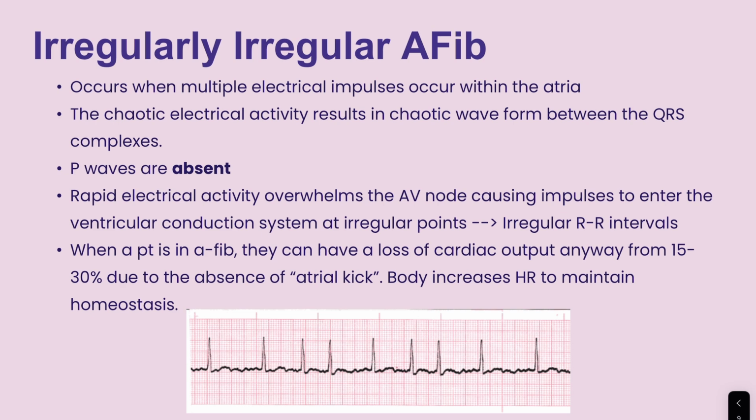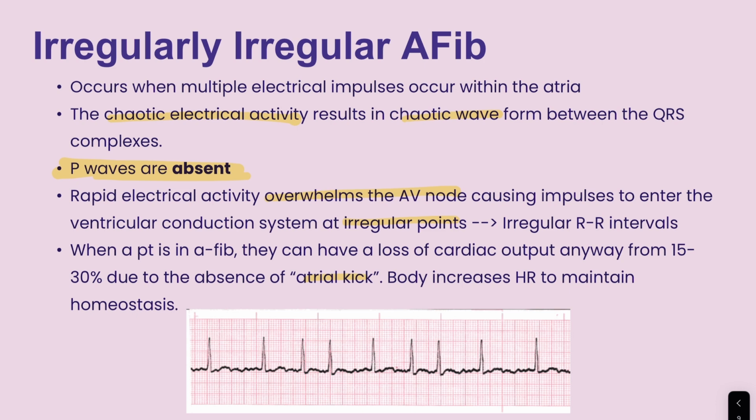Irregularly irregular AFib. This occurs when multiple electrical impulses occur within the atria. This is chaotic electrical activity resulting in chaotic waveforms between the QRS complexes. The P waves are absent. You have rapid electrical activity that overwhelms the AV node, causing impulses to enter the ventricular conduction system at irregular points, which gives you your irregular R-to-R intervals. When a patient is in AFib, they can have a loss of cardiac output anywhere from 15 to 30% due to the absence of the atrial kick.